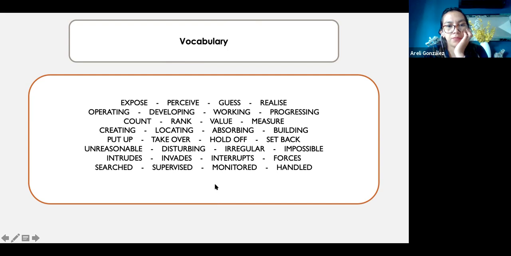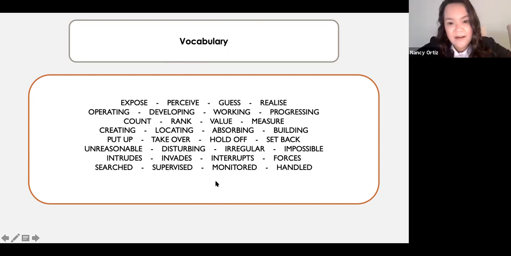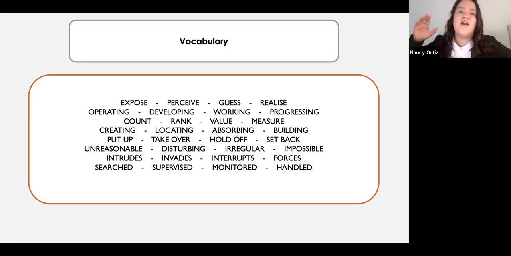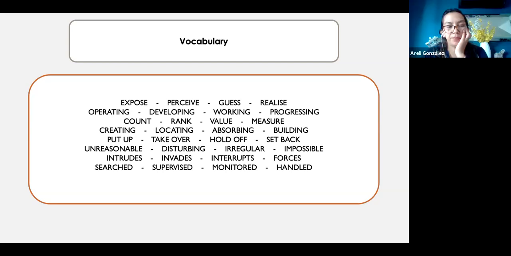I'm using setback here because we're going to use it in an activity. But before, I want to pre-teach vocabulary. If we jump directly to the activity, it's more aggressive. We need to work on vocabulary first. Let's work on it, and then we put it into practice. What other word?